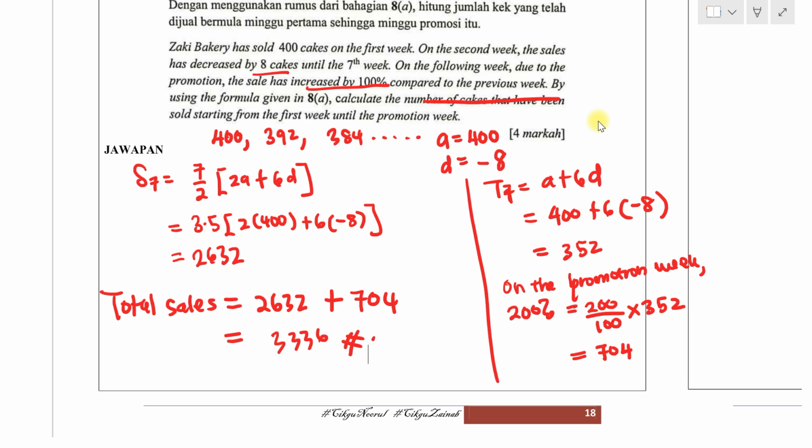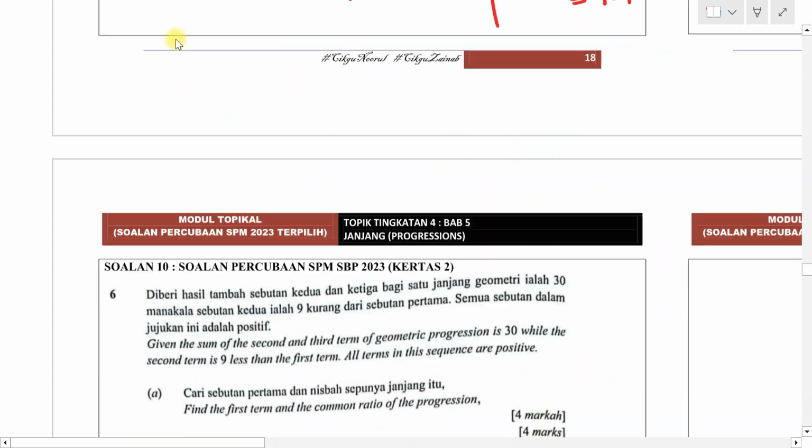Done, sir. Done one. Done, sir. Done two. Done, sir. 3, 4 done, sir. And done 5.